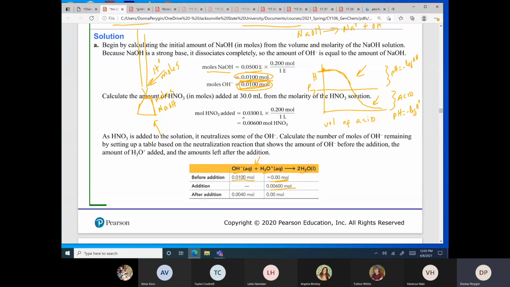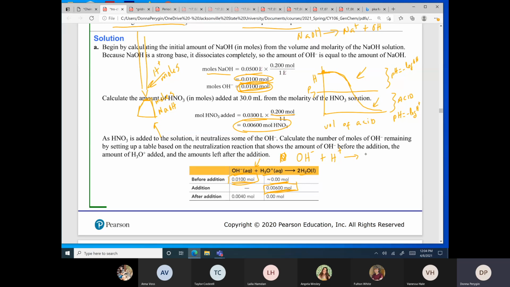So 0.0300 liters at 2 moles per liter gives us 0.00600 moles of nitric acid. Before the addition, we had this much hydroxide, then we're adding this much acid, and so we subtract this from the hydroxide, because the acid is going to react with it. Let's just write the overall reaction: OH- plus H+ goes to H2O. Let's say H3O+, we get 2 H2O. Since the H2O is a liquid, we don't care about it anyway.